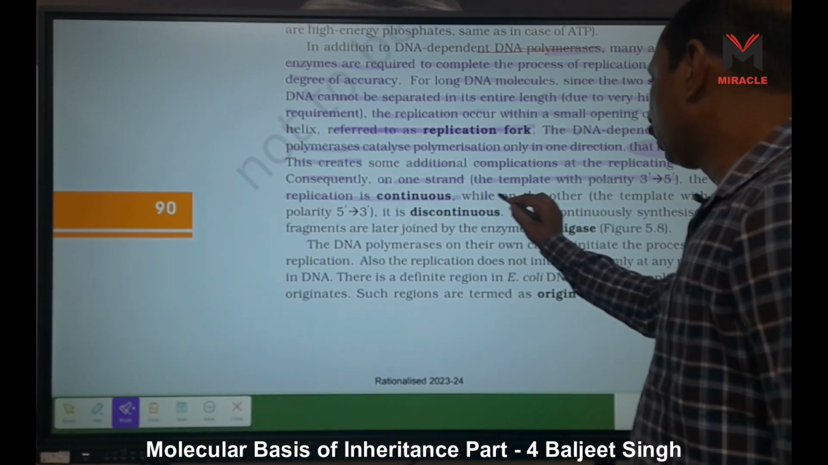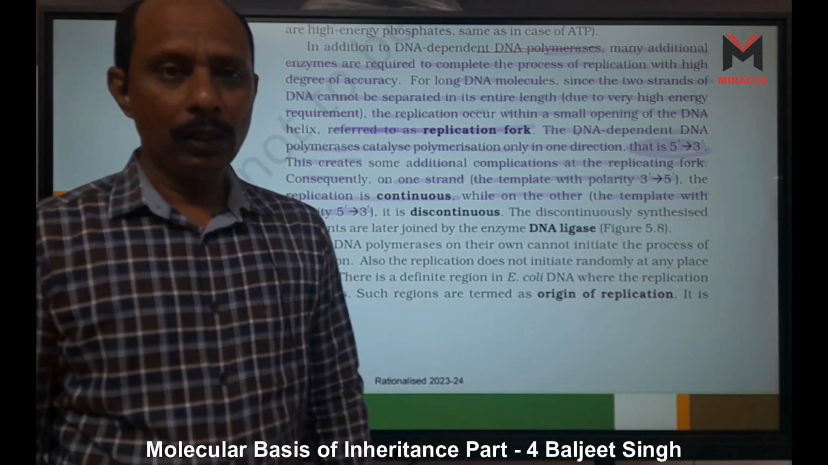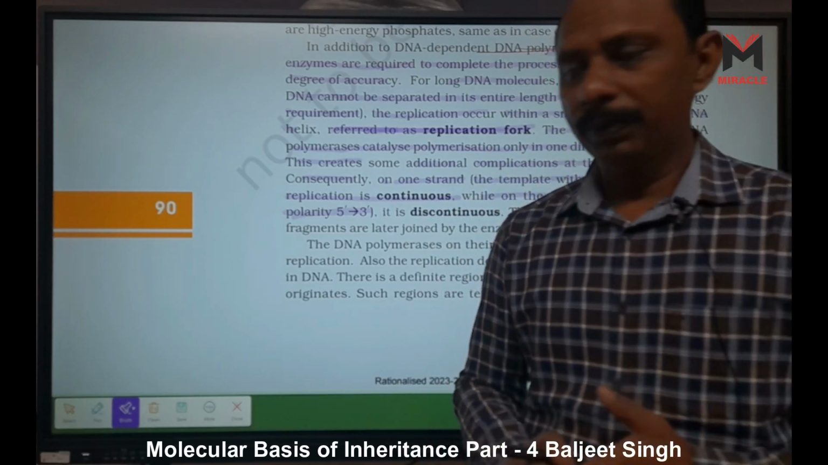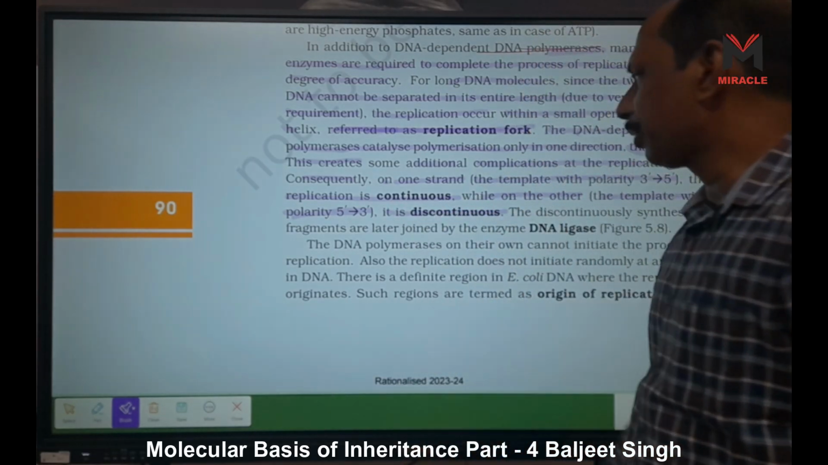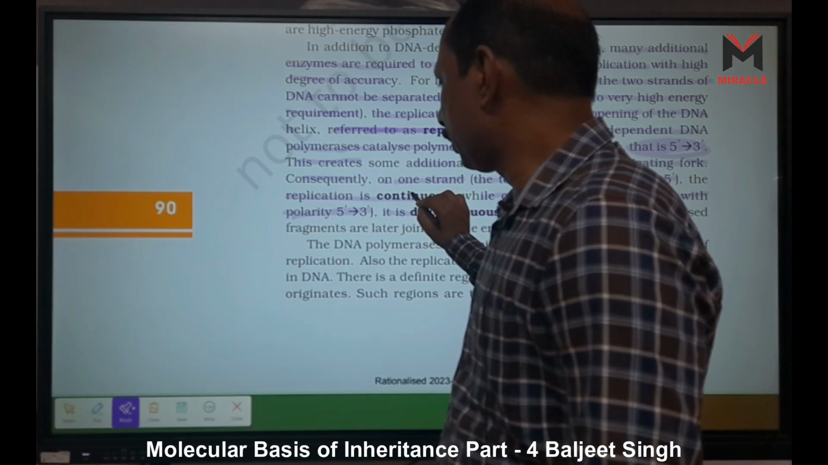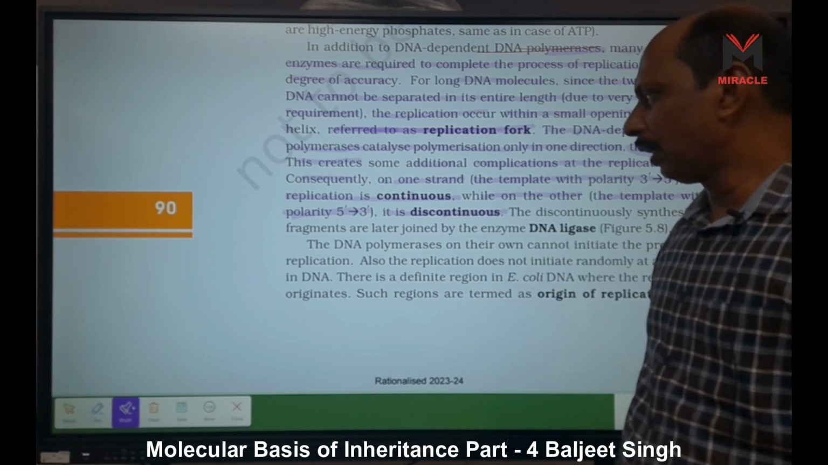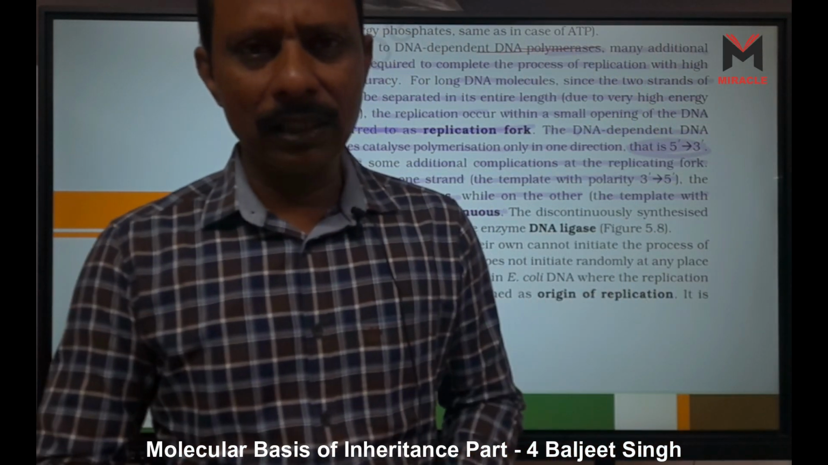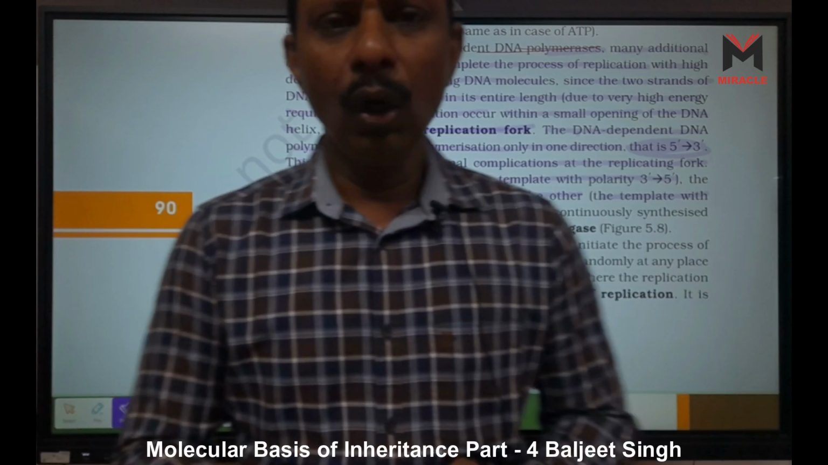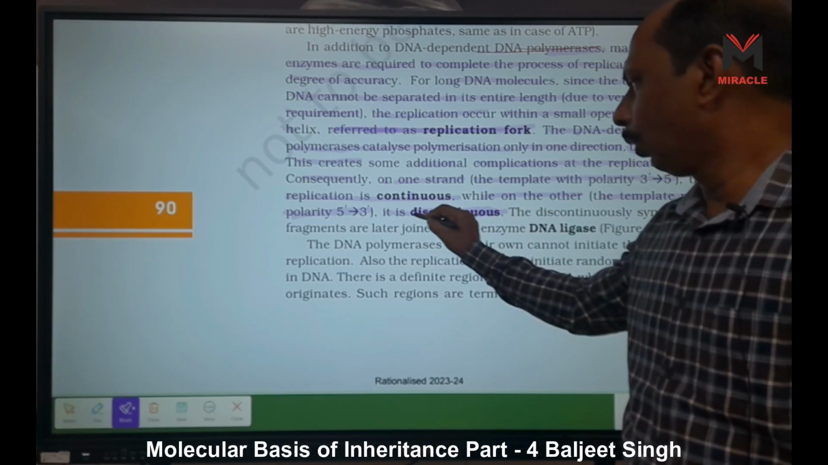But on the other hand, the template with polarity of 5' to 3', right? There, what happens? A discontinuous strand, meaning small fragments, is formed. So a discontinuous strand is formed, and this discontinuous strand is called the lagging strand. This continuous one is what? Leading strand. This one is the lagging strand, right? Because it is formed in small DNA fragments. These fragments are called Okazaki fragments. What are they called? Okazaki fragments, right?